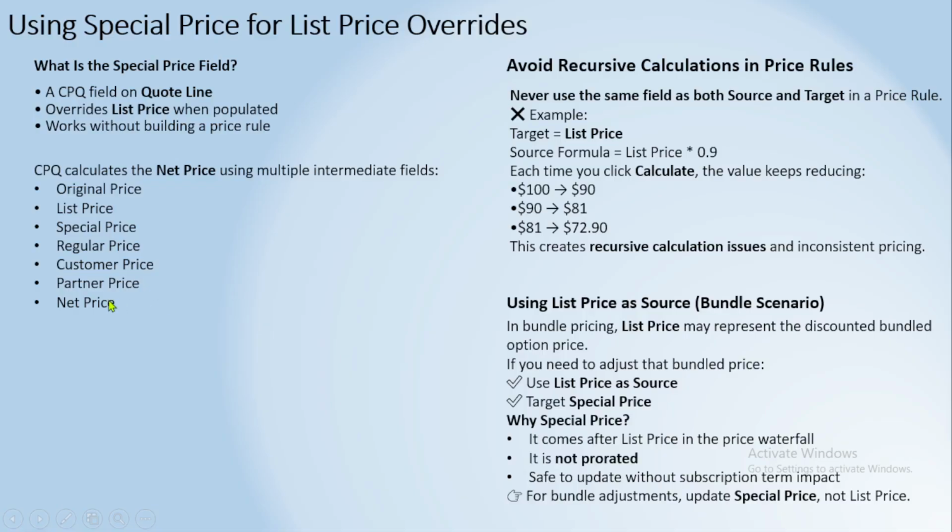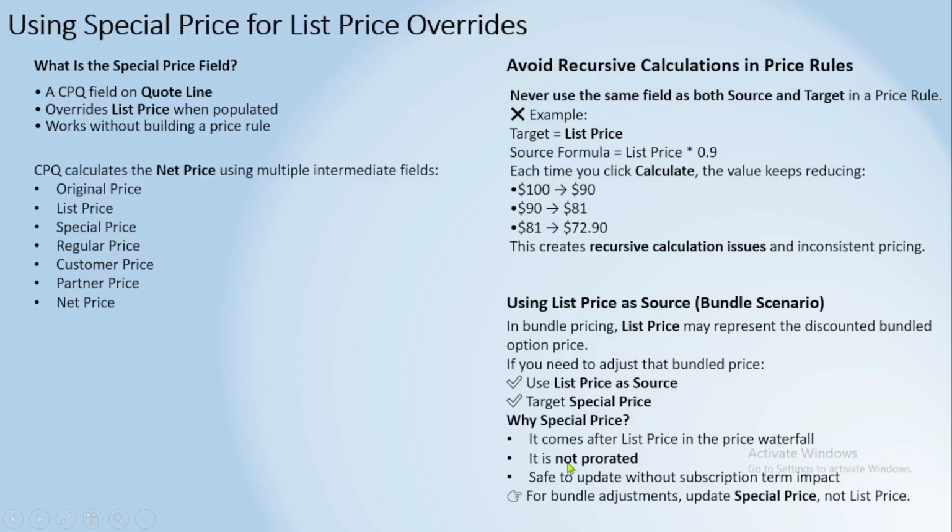You should be aware of how it is actually calculated. Now this is the same thing I told you, to always avoid recursive calculations. In the same example I have given you, each time I calculate, it will reduce its own price. If I use the list price as source, the target is also the list price. So this is why we need to change it on the special price sometimes.